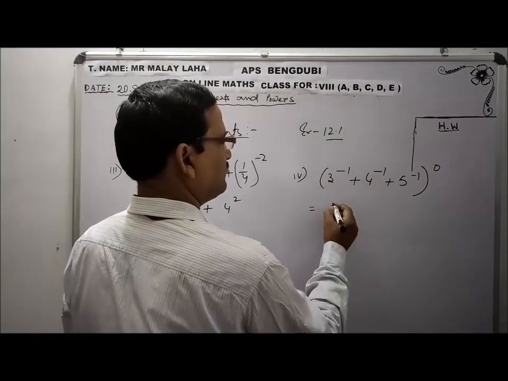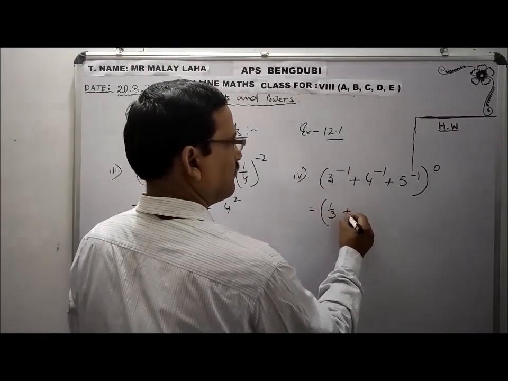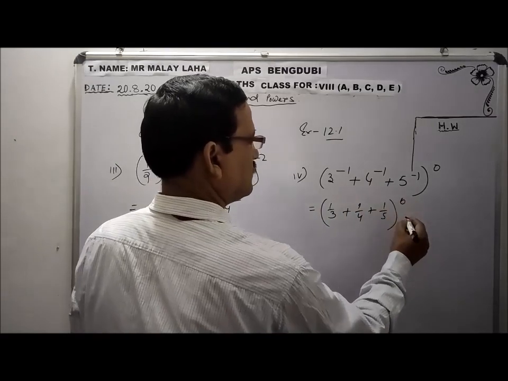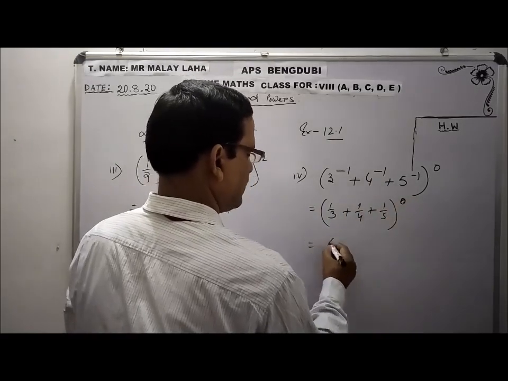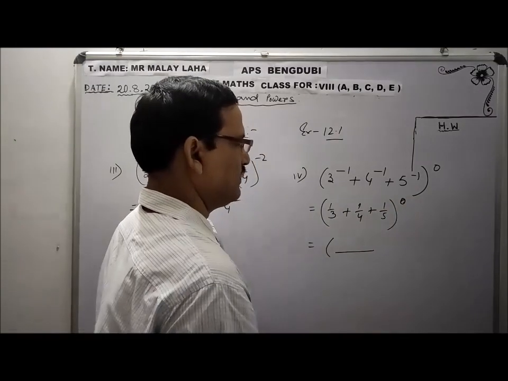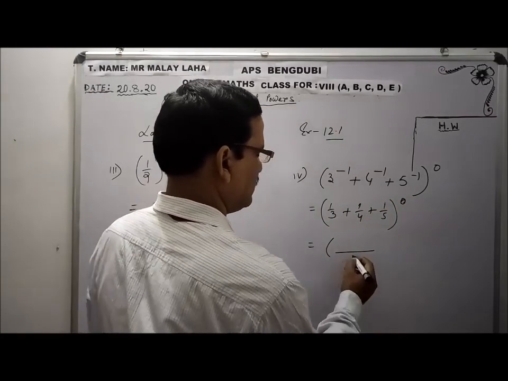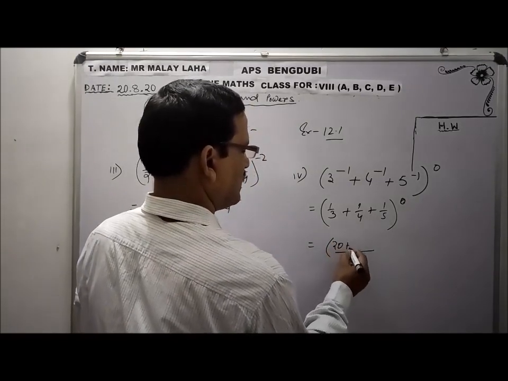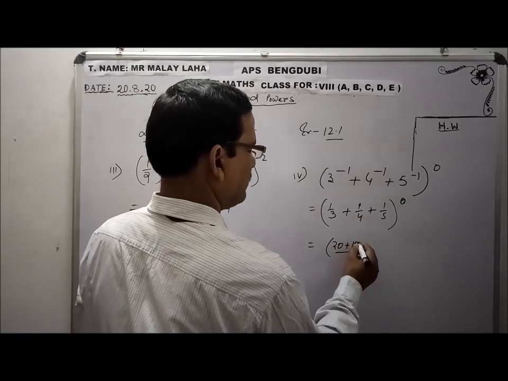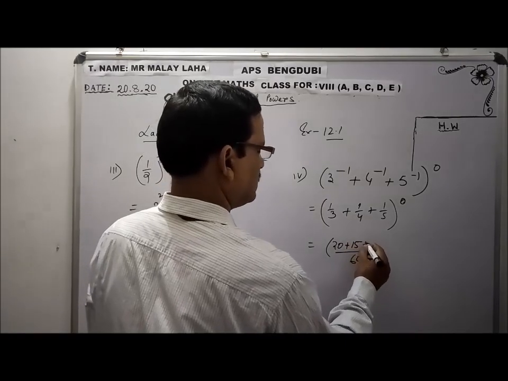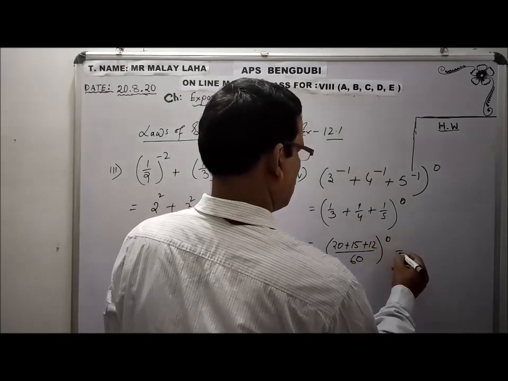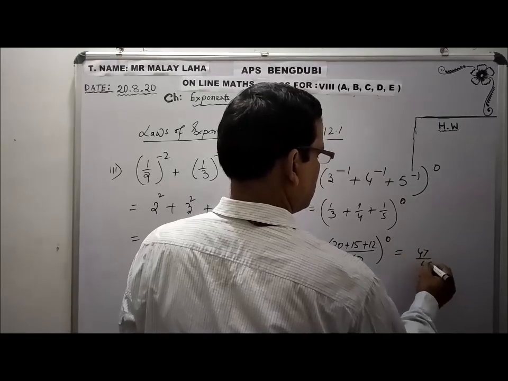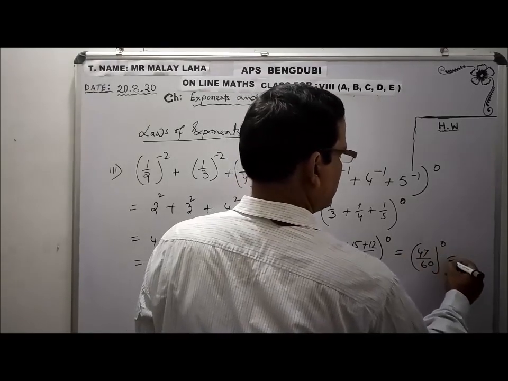So how can I write down here? 1 by 3 plus 1 by 4 plus 1 by 5, the whole raised to 0. What is the LCM of 3, 4, 5? The product is 60. So it will be 20 plus 15 plus 12, raised to 0. So after adding, I am getting 47 by 60 raised to 0. That will be equal to 1.